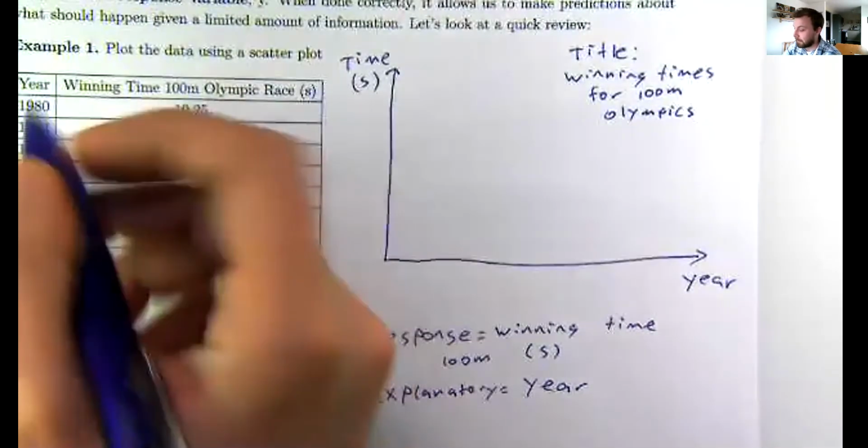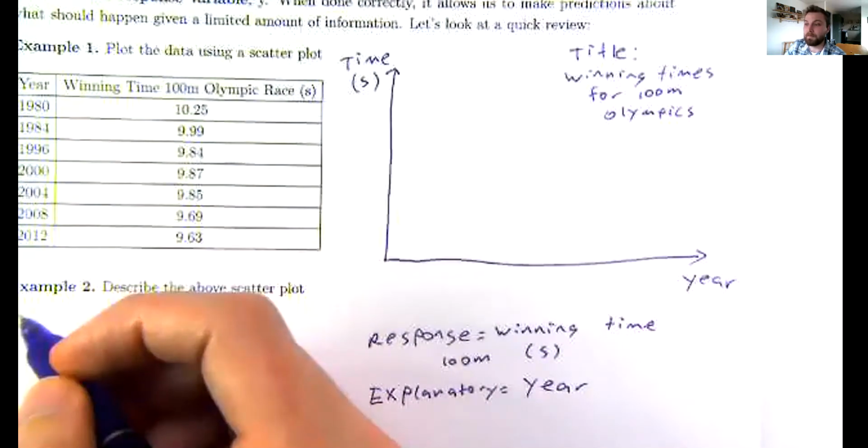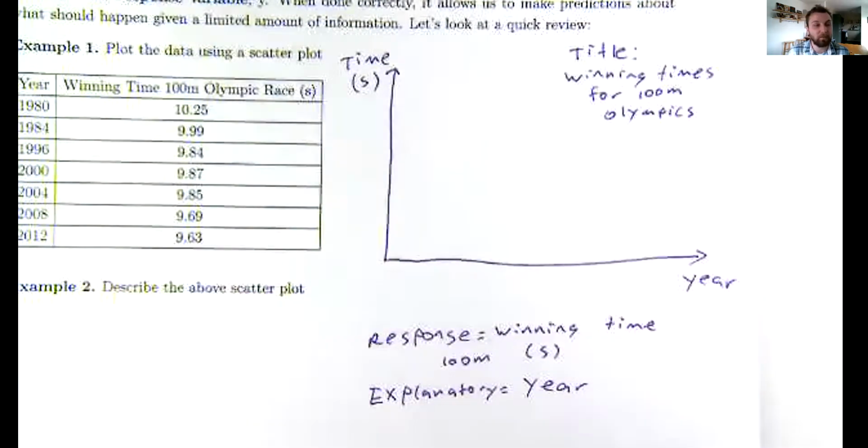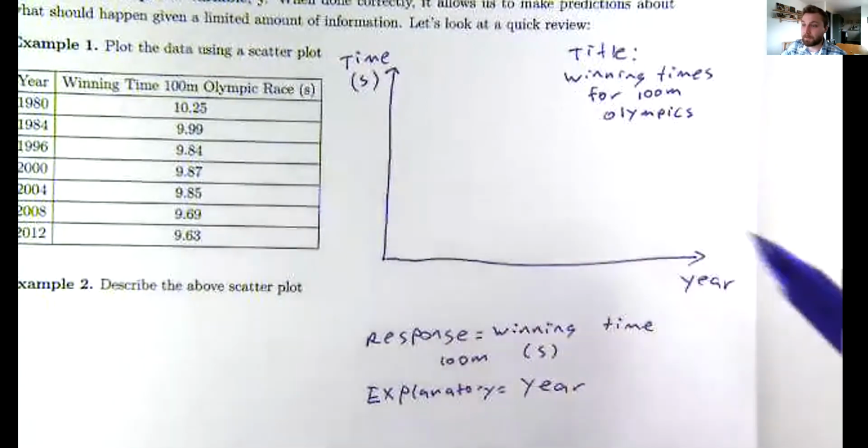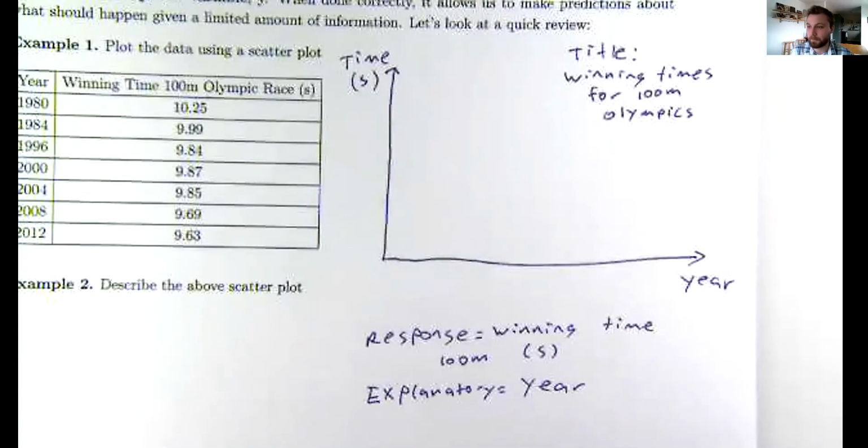So I have the years from 1980 up to 2012. I'm wondering if I can use this information to predict what the winning time should be in, for example, the 2021 Olympics. So using this limited amount of information, I'm going to come up with a scatter plot. I'm just going to dot all these things and see what it looks like. And then I'm going to describe the scatter plot: if the times are getting faster, if they're getting slower, if the line is increasing, if it's decreasing, if it looks like a parabola or an exponential, whatever the case may be.